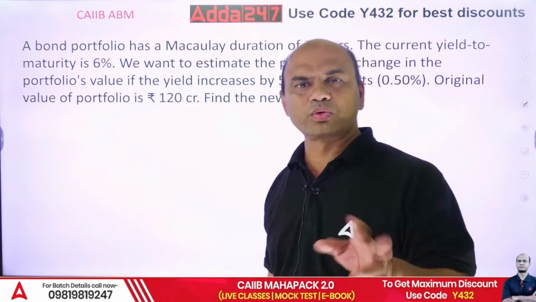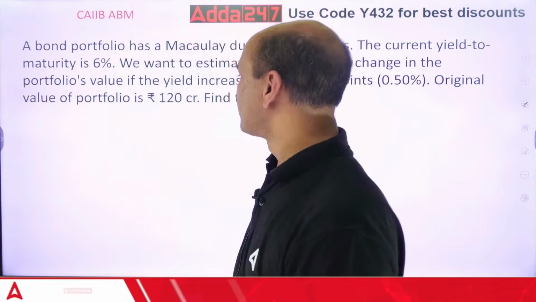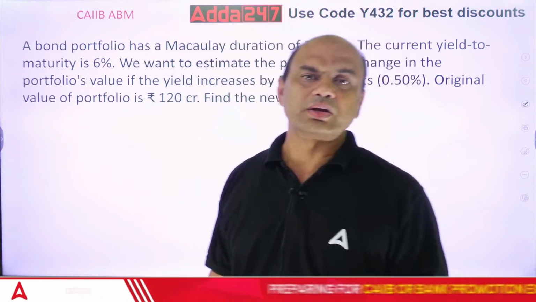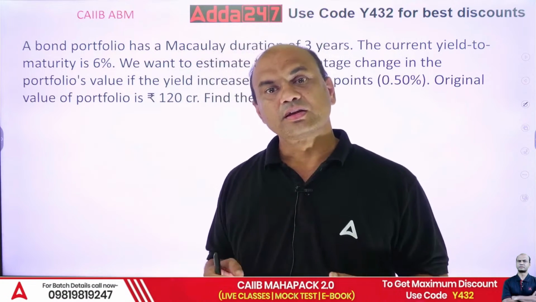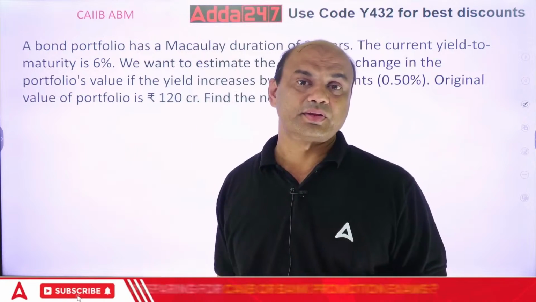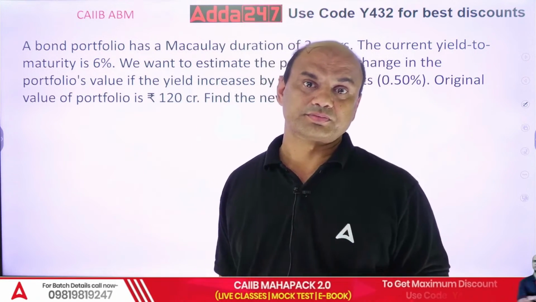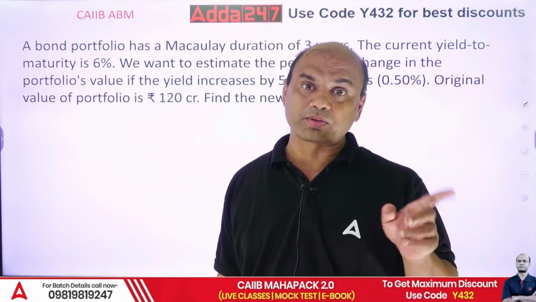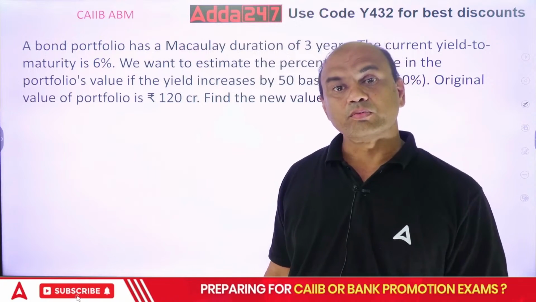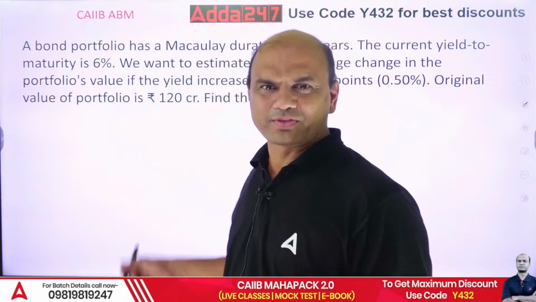See, there are 2 durations. One is Macaulay, second is modified. What is Macaulay duration? Macaulay duration means the duration within the life of that bond in which the interest rate risk on that bond becomes 0. Modified duration means, see, I have taken this many times, that's why I am not writing.